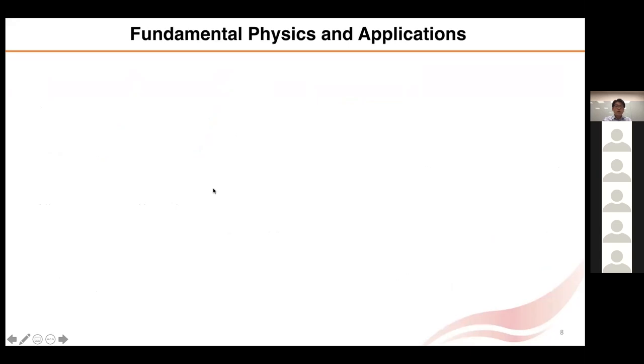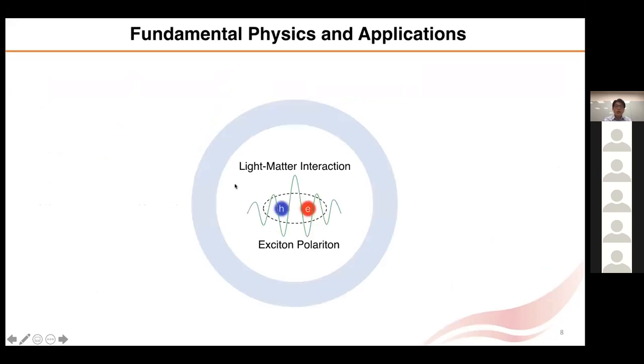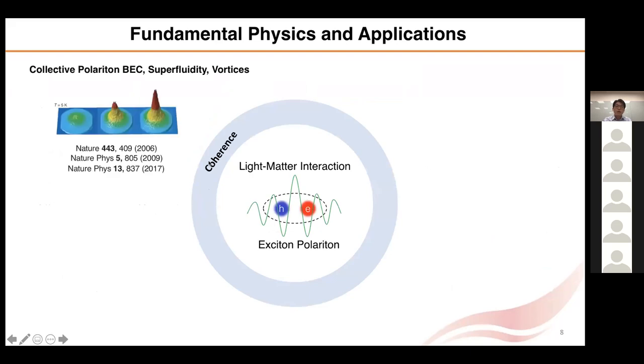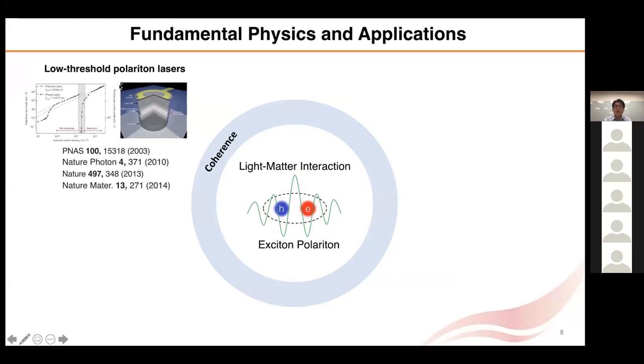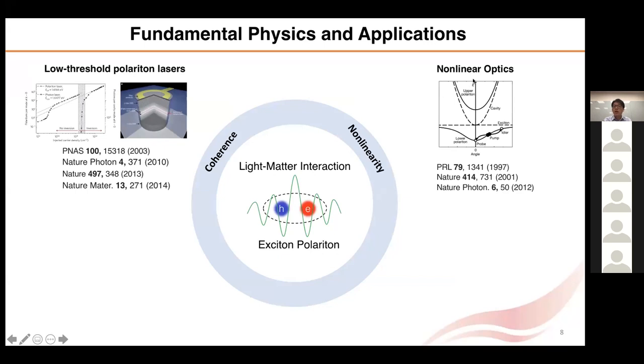So in addition to realizing a high-temperature BEC, with those unique properties from their components, they have played important roles not only in fundamental sciences, but also in novel practical applications. For example, with the spontaneous coherence during the condensation process, they allow us to reach collective polariton BEC or superfluidity or quantum vortices for study. In addition, as the condensate is coherent, the emission from the condensate itself actually serves as a lasing action. That is the so-called polariton laser. They usually have very low threshold because of the exemption of population inversion. Well, in addition, with the strong nonlinearity from their excitonic component, they serve as a good platform for the investigation of nonlinear optics.